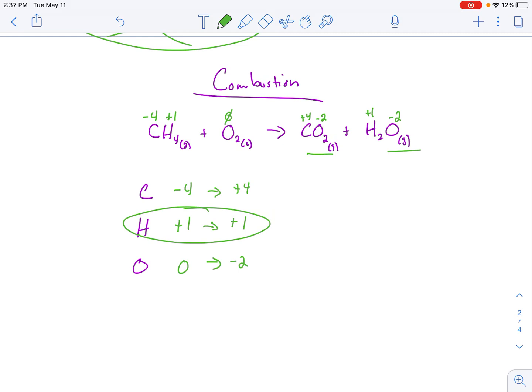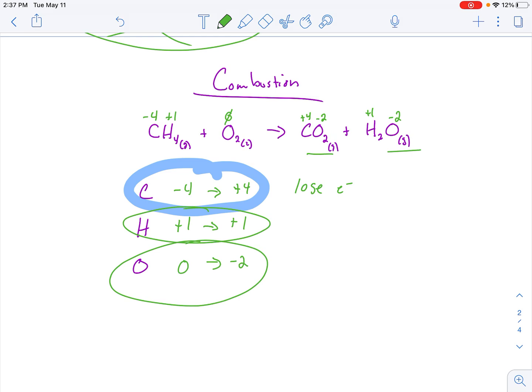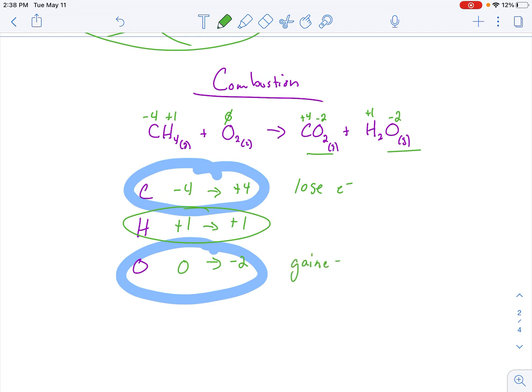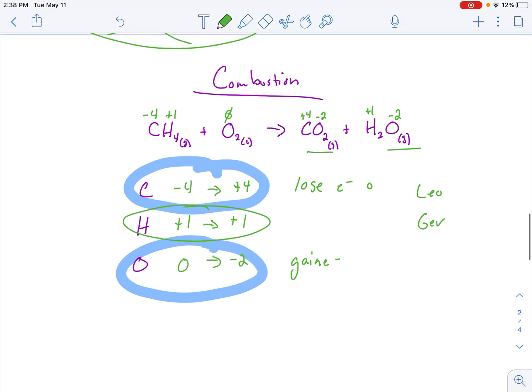Now we have to figure out, well, how do I go from my -4 to +4? So if I had a negative charge and I lose electrons, I would then have a positive charge. And down here, if I have a 0 charge, well, let's keep the color coordination better. If I have a 0 charge and I now have a negative charge, that would mean I would have to gain electrons. All right, so once again, Leo and Ger, loss of electrons, this is oxidation. Gain of electrons, this is reduction.